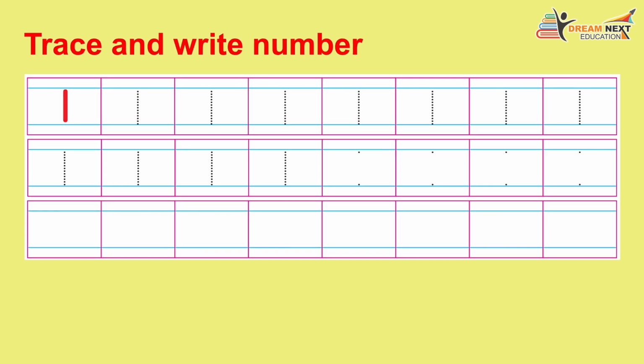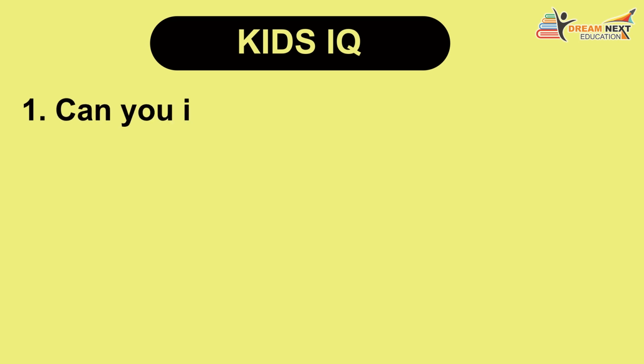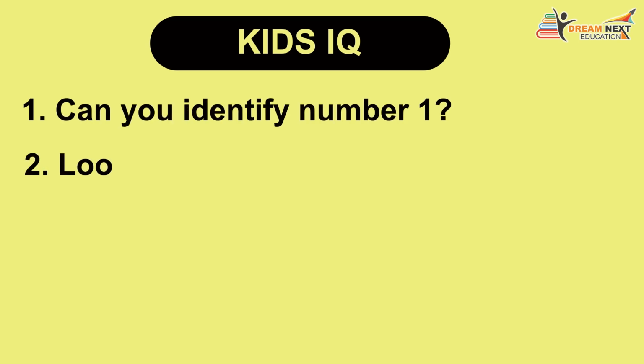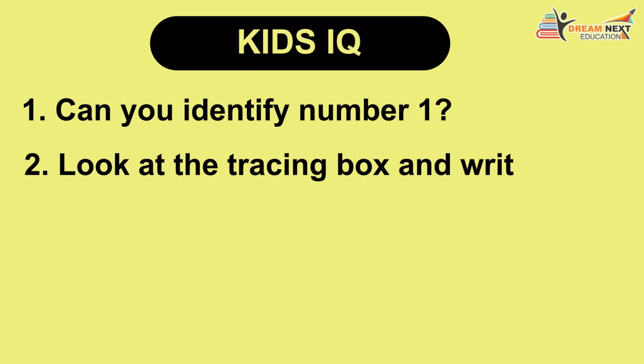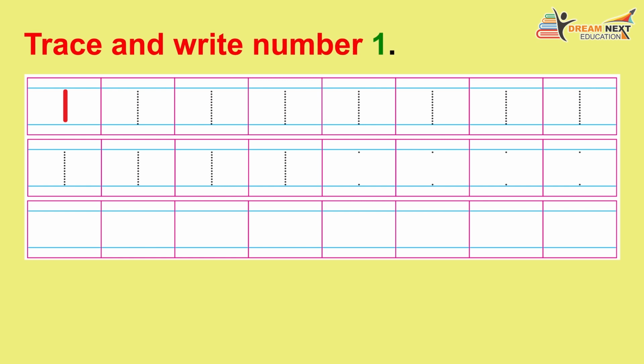Trace and write the number 1. Kids IQ 1. Can you identify number 1? 2. Look at the tracing box and write 1 in each box. 1 sun. Trace and write the number 1.